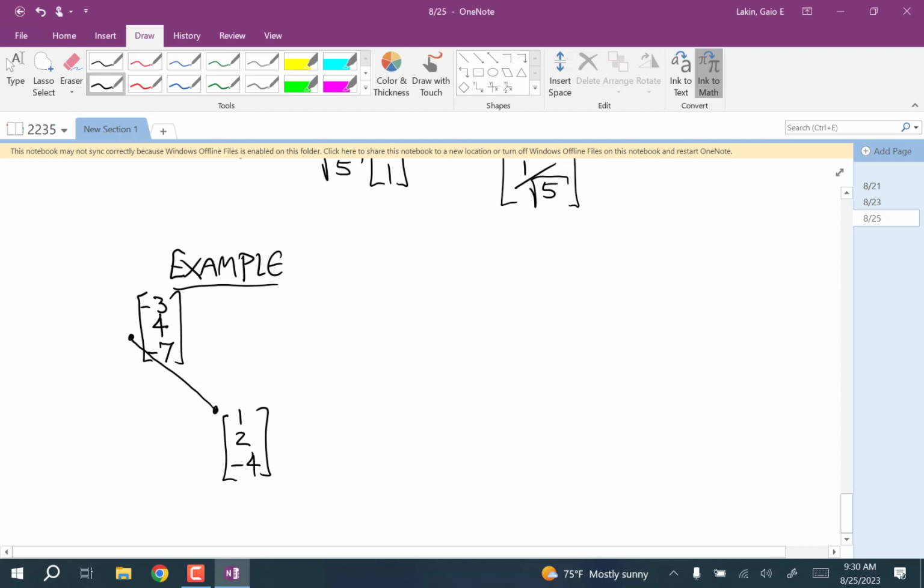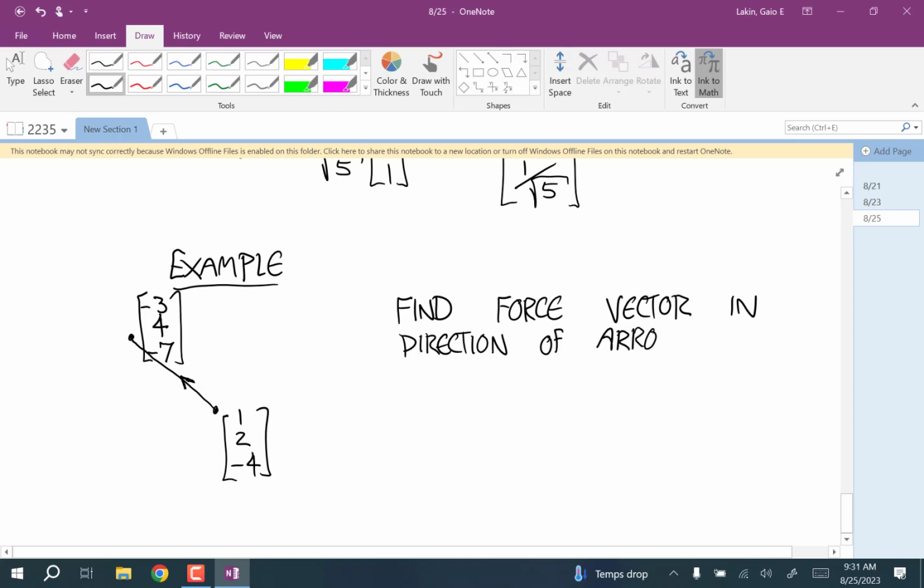So that would be a cable, for example. And let's say we want the vector going in this direction with a magnitude of t. So find the force direction, find the force vector in the direction of that arrow, but with a magnitude t. Okay, take a few minutes, work through that. Feel free to talk to each other or ask me questions if you get stuck.